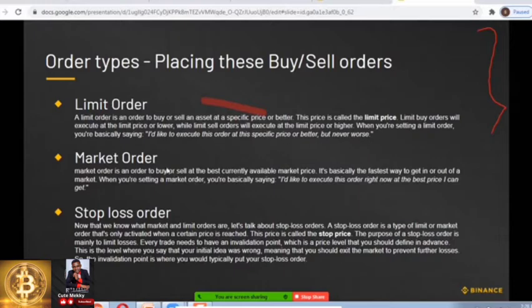Now, what is a market order? A market order is an order where you want to buy a currency or an asset at the market price.